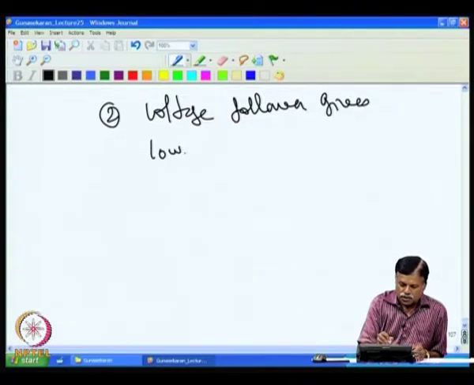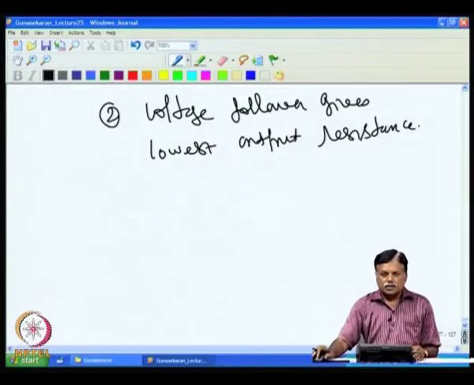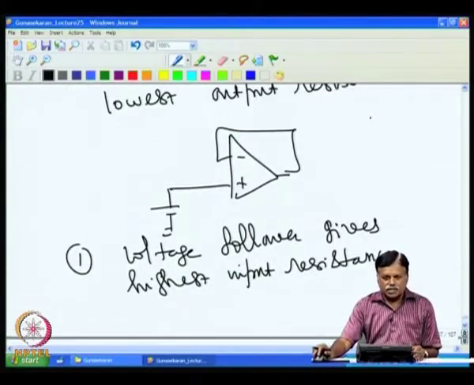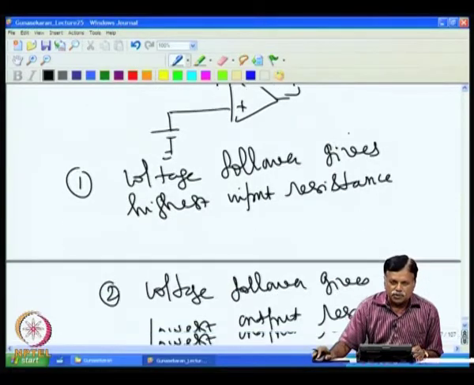Gives lowest output resistance. Because one has to realize that this is why very often at the input stage we use a voltage follower, to get the highest input resistance, and then it also gives you the lowest output resistance. And if you increase the gain, then the output resistance will go up.